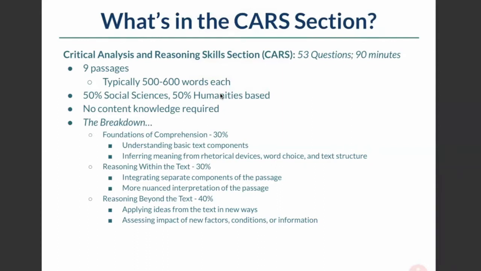All right, so what is in the CARS section? The CARS section is 53 questions that you have 90 minutes to complete. It's 9 passages that are focused on either social sciences or humanities topics. So they're about split 50-50 in terms of what the subject matter could be on. And the real key to this section is that there is no content knowledge required.